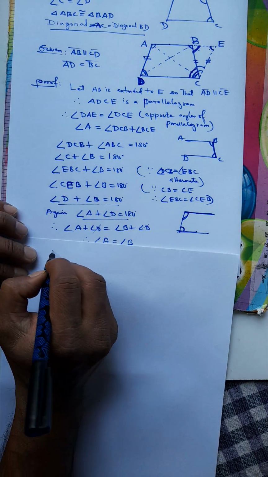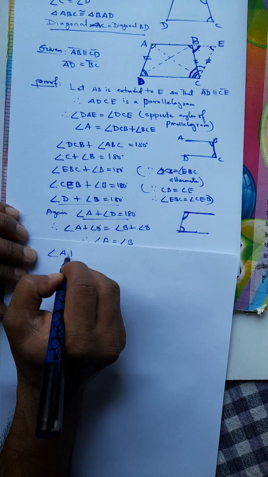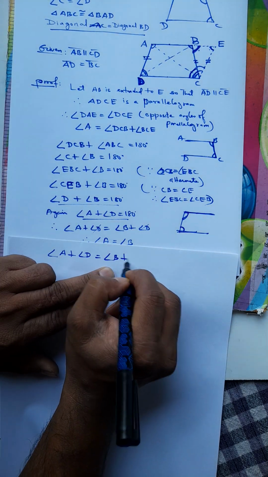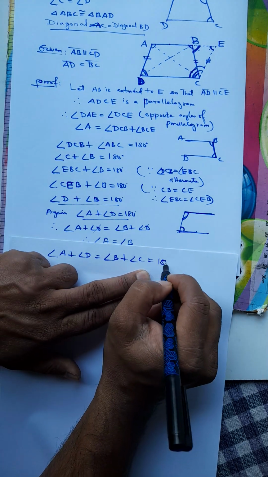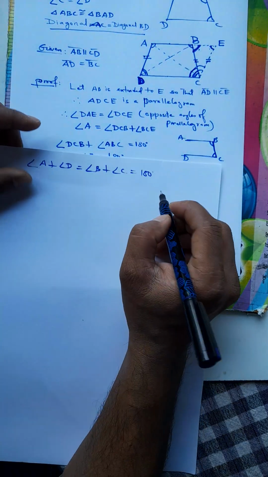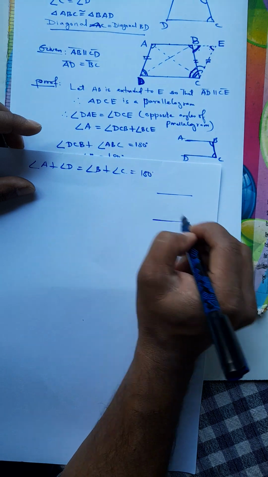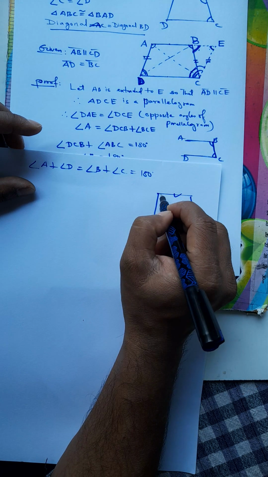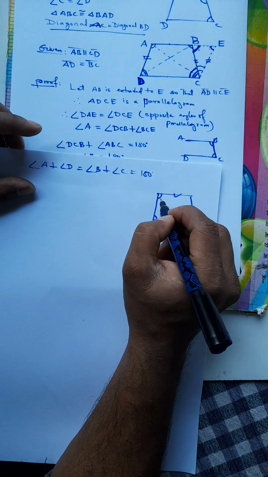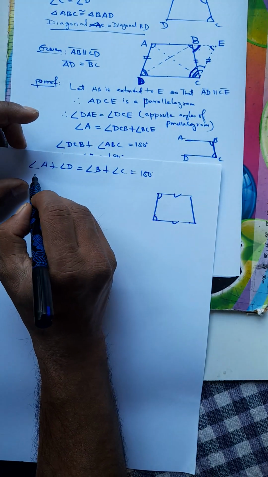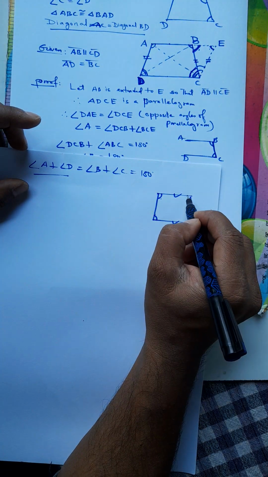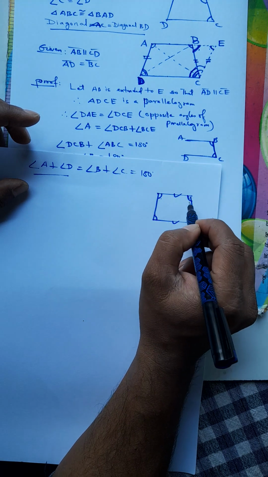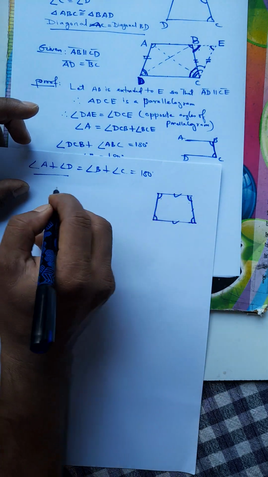We find that angle A plus angle D equal to angle B plus angle C equal to 180 degree. Right? Why are they 180 degree? You see, these two lines are parallel, so interior angles on the same side of the transversal are supplementary. Therefore, A plus D is 180 degree. Similarly, angle B plus C, interior angles on the same side of the transversal are supplementary, B plus C is 180 degree.